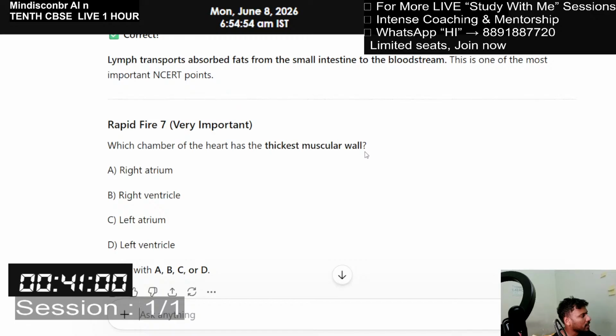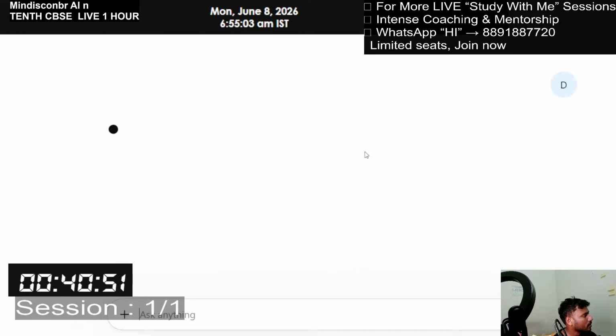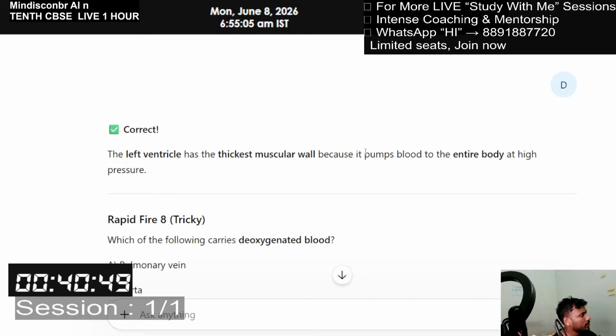Which chamber of the heart has the thickest muscular wall? The left ventricle. The left ventricle has the thickest muscular wall because it pumps blood to the entire body at a high pressure.